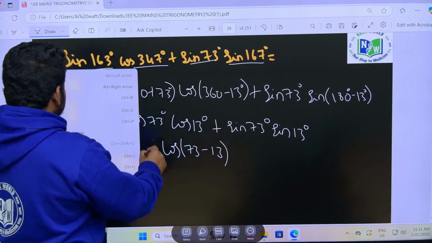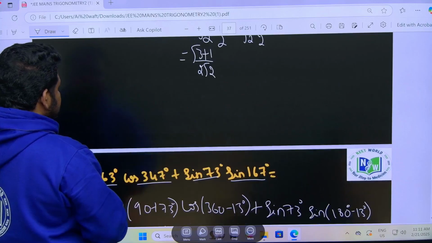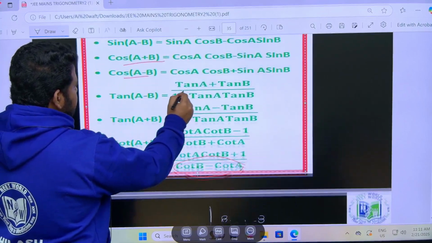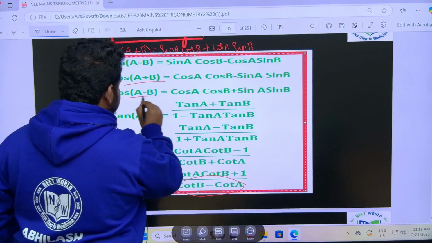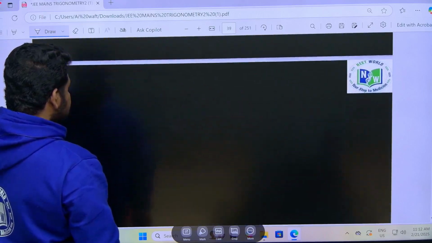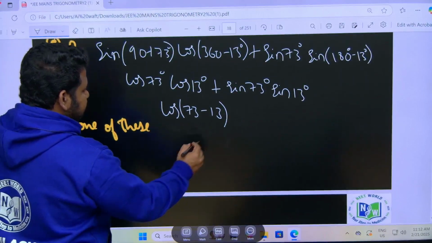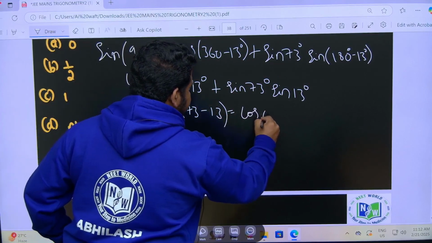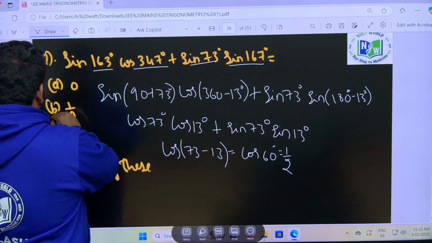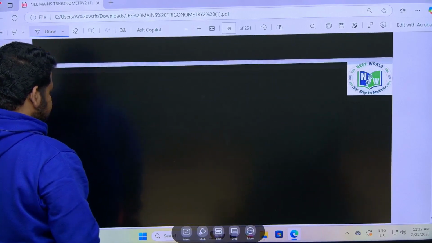I told you, no. Yes, have a look at it. See here. Cos A cos B plus sin A sin B is cos of A minus B. Right. So what will this be? Cos 73 minus 13, that is cos 60 degree, which is equal to 1 by 2. The answer is B, 1 by 2. Got it?